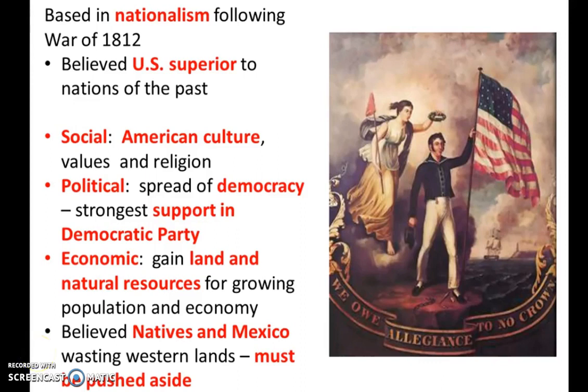Now there's also a social element to manifest destiny too, and that was the belief that America's culture, its values, and its religion, especially Christianity, should also be spread to the west.